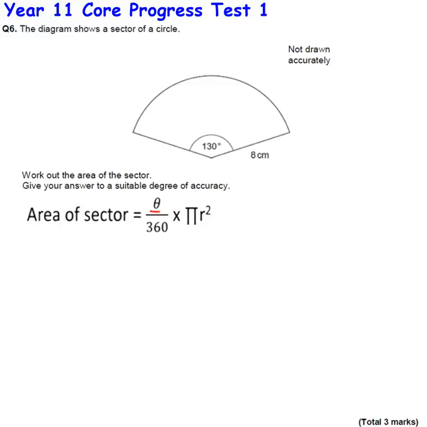So theta is our angle, which is 130 degrees. So far we can say it's 130 divided by 360, multiplied by pi, multiplied by our r squared, in this case our radius squared, which is 8 centimeters. So this is 8 squared. Now the next stage, we're going to have to use our calculator to put these values in.